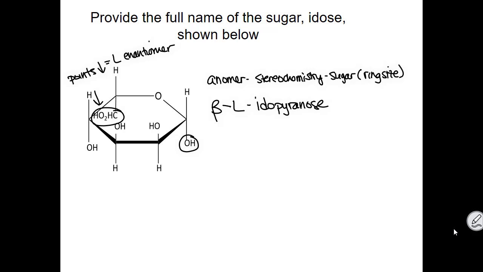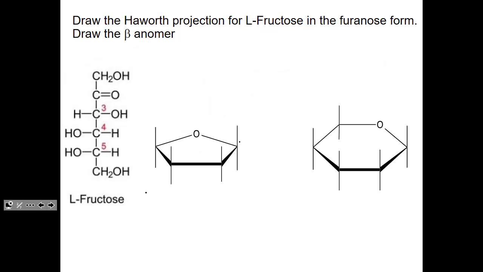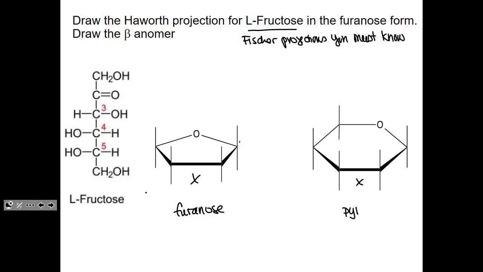All right, for the second question, it's asking us to draw the Haworth projection for L-fructose. Remember, L-fructose is one of the Fischer projections you need to know. It's specifically asking for the furanose form. Here are the kind of examples of the furanose and pyranose ring structures you'll be given on your exam. Remember to only answer the question, and so only use the sugar skeleton that's being asked of you. So we're asked about the furanose sugar in this question.